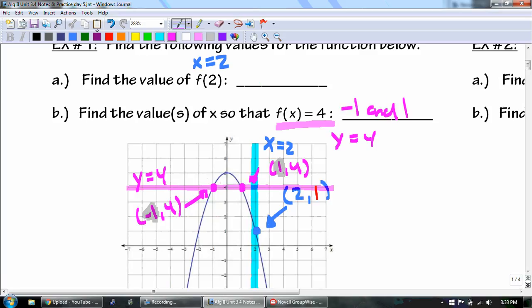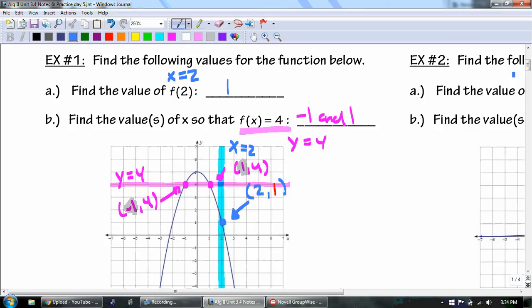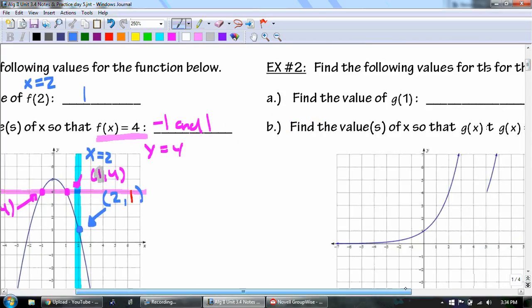And I'm just going to come back here and color code it because I am crazy like that. OCD, I think it is. Yeah, that's me.